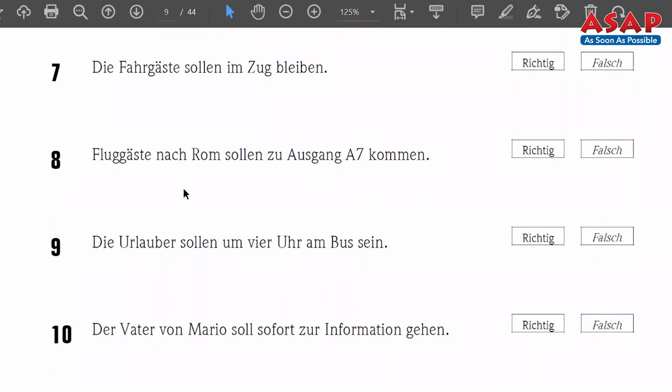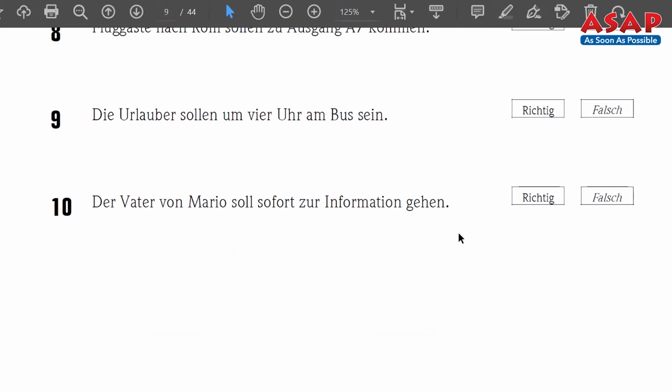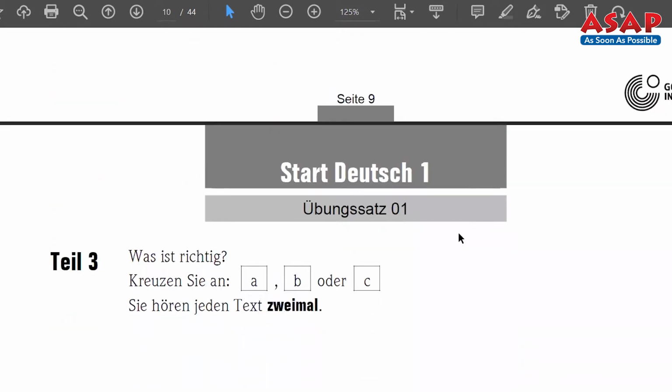This will be tricky, but there are just four sentences. Even in the worst condition, you should score 2 here, because there are not multiple options. I mean 4, 5 options, and you need to select one option, just right or wrong. Okay, klar. Then next is Teil 3.